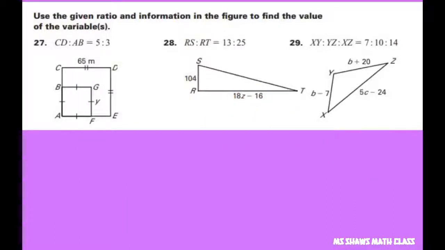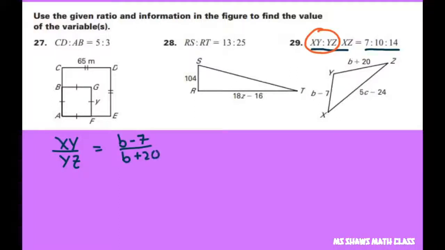And the last one is we have both B and C. So we have a kind of transitive property here. I'm going to do the first two because they both have B's in them. So we have XY is to YZ. That's going to be XY is B minus 7, and YZ is B plus 20. And our ratio is going to be 7 to 10.